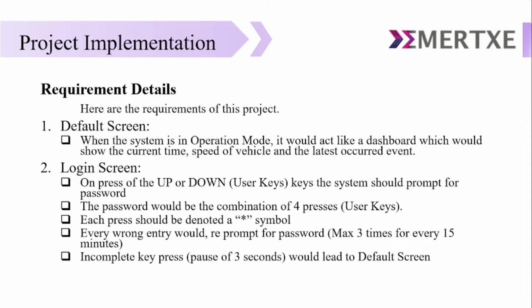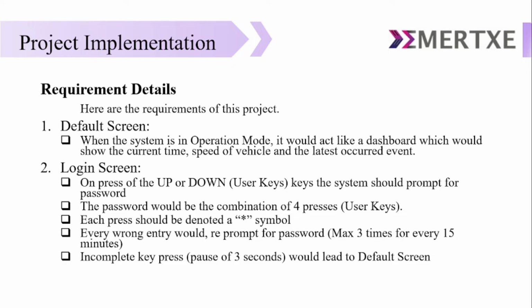Now for the conditions or the requirements of a car black box system. Firstly, for the default screen, when the system is in operation mode, it would act like a dashboard which would show the current time, speed of the vehicle and latest occurrence of event.